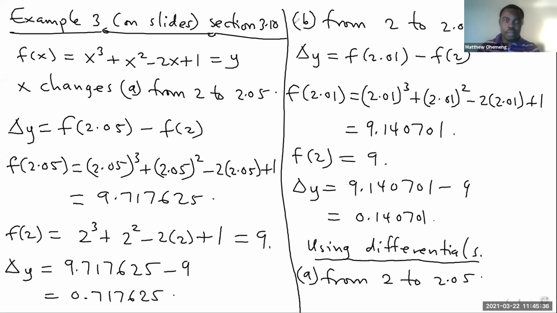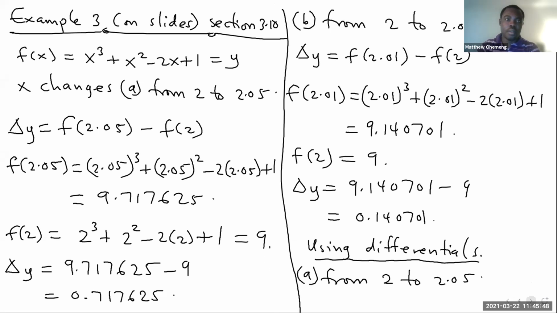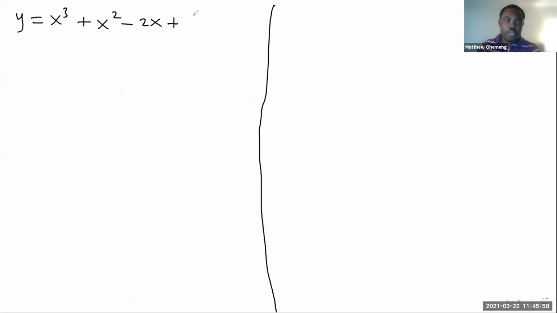Okay, so let's get the function here. The function is given by, so you have y equal to what? s cubed plus s squared minus 2s plus 1. Let's use the differentials now.